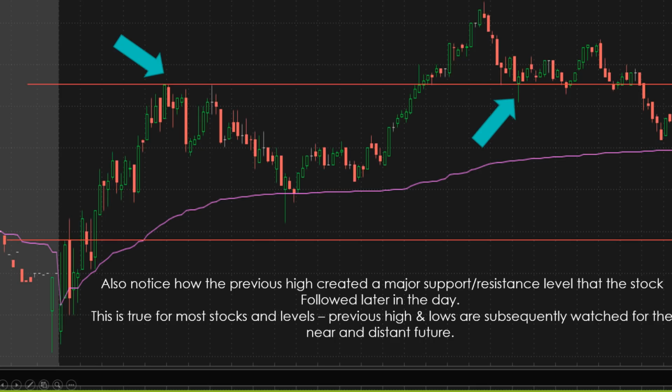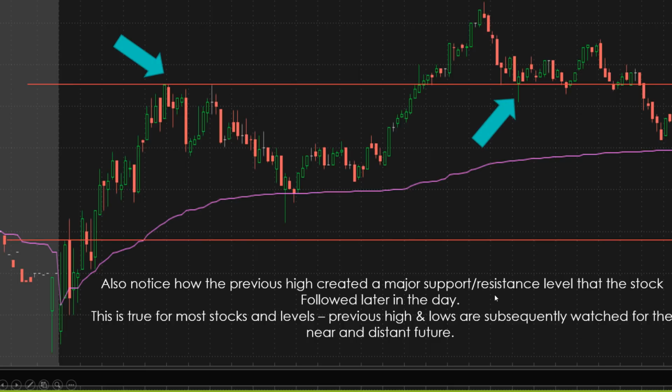And then we have another good example of just using that exact same chart that we used previously. You can see the high of the day. And you can also see that's a major level here. Also notice how the previous high of the day created a major support and resistance level that the stock actually followed later on in the day.